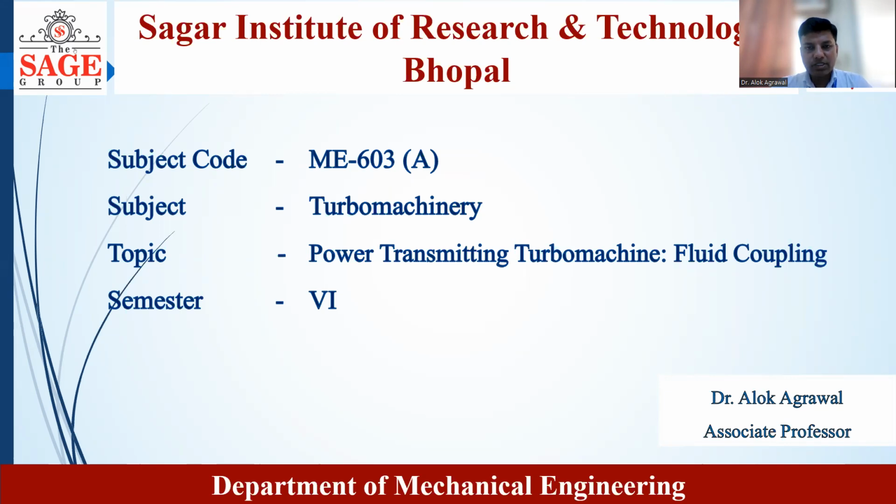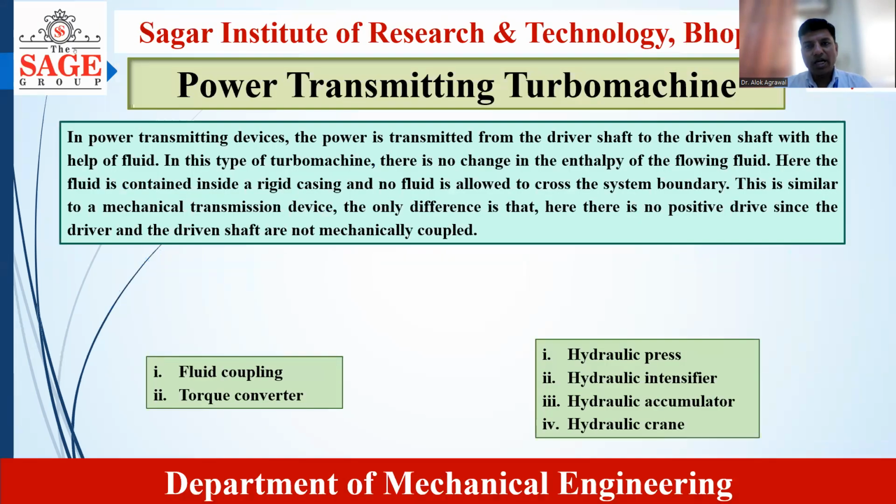So in this video lecture, we will be discussing power transmitting turbo machine, and we will be discussing in detail about fluid coupling. We have already seen that there are three categories of turbo machines. The first one is power generating turbo machines. Turbines come in that category. The second one is power absorbing turbo machine, which consists of compressor, fan, pump, and other things which absorb power. And the third category of turbo machine is power transmitting turbo machine.